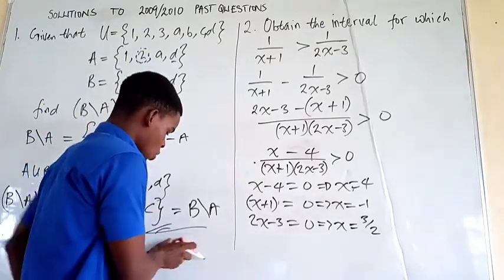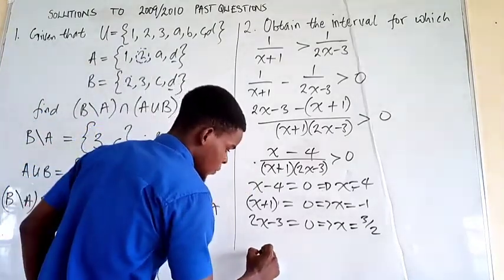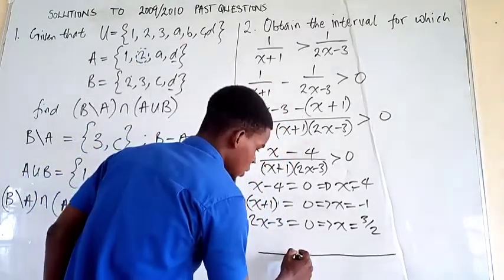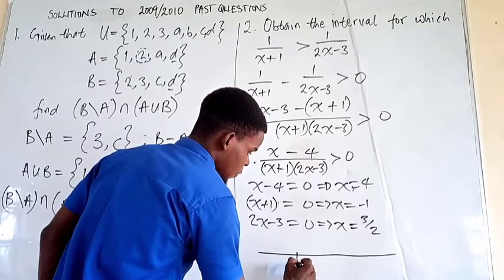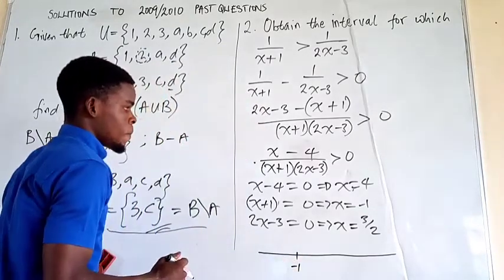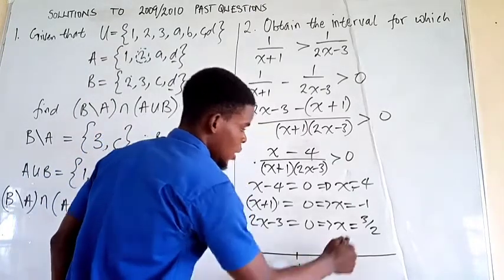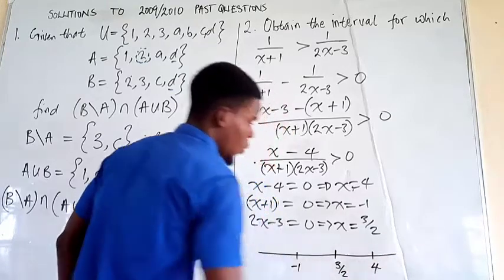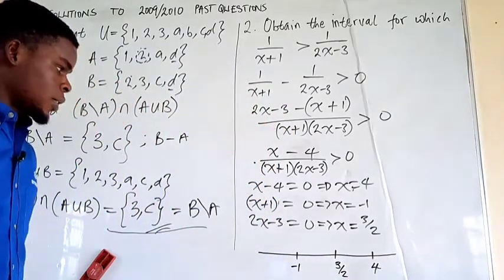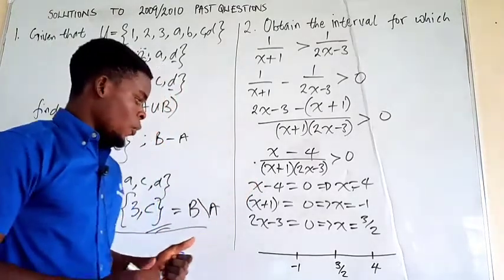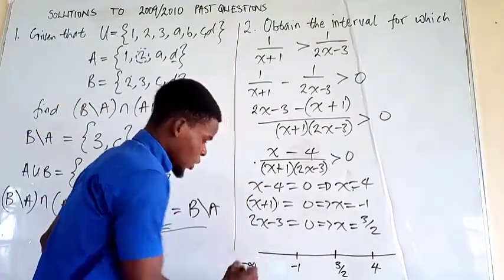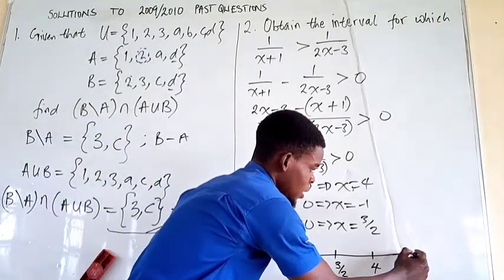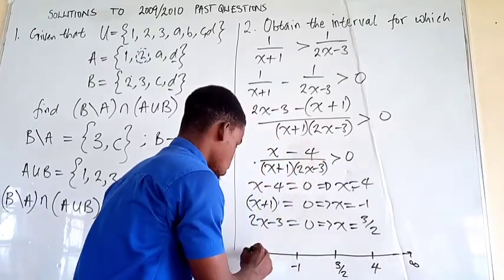I'm going to go ahead and draw a real line. Then I'm going to mark out the points that I've just found. The first one is negative 1. The second one is 3 over 2. And the next one is 4. So those are the 3 points that I've considered. Now, before negative 1, we consider the negative numbers moving to negative infinity, and we consider the positive numbers towards positive infinity, alright?